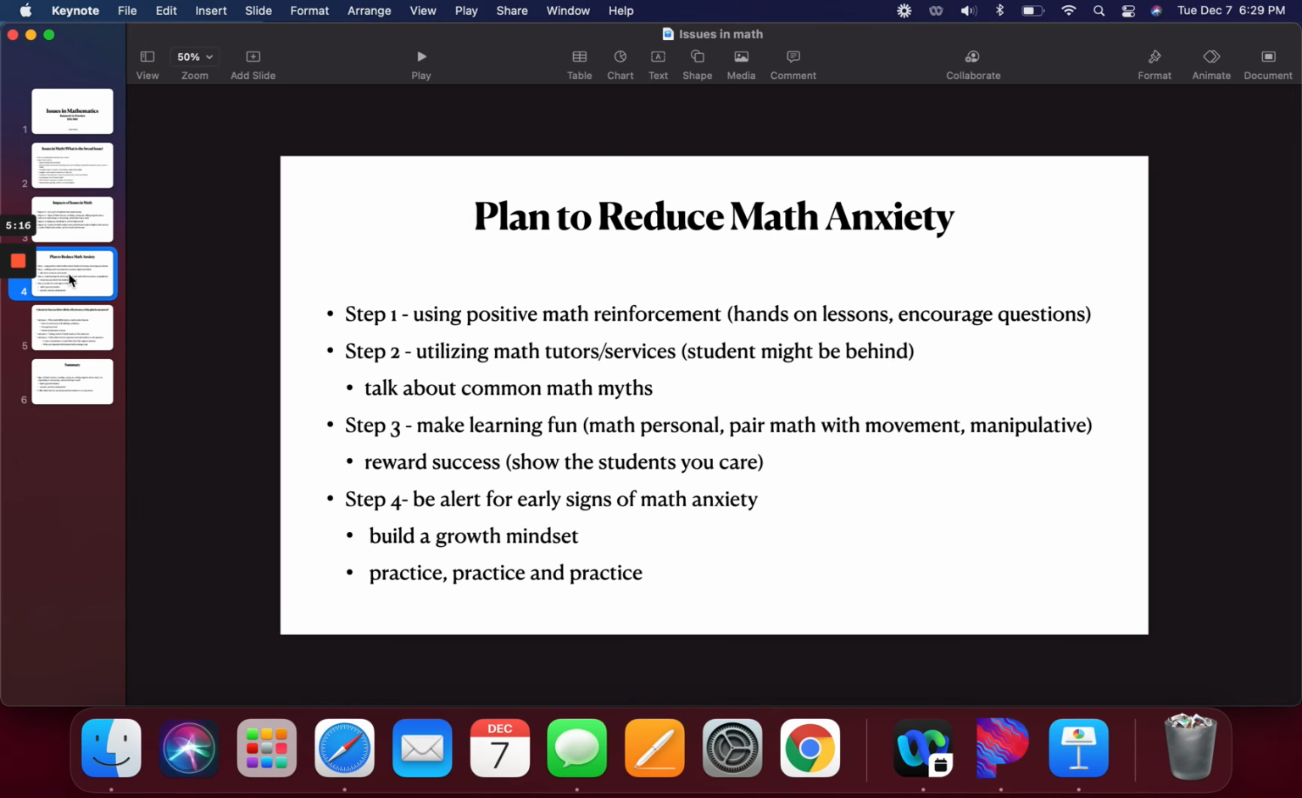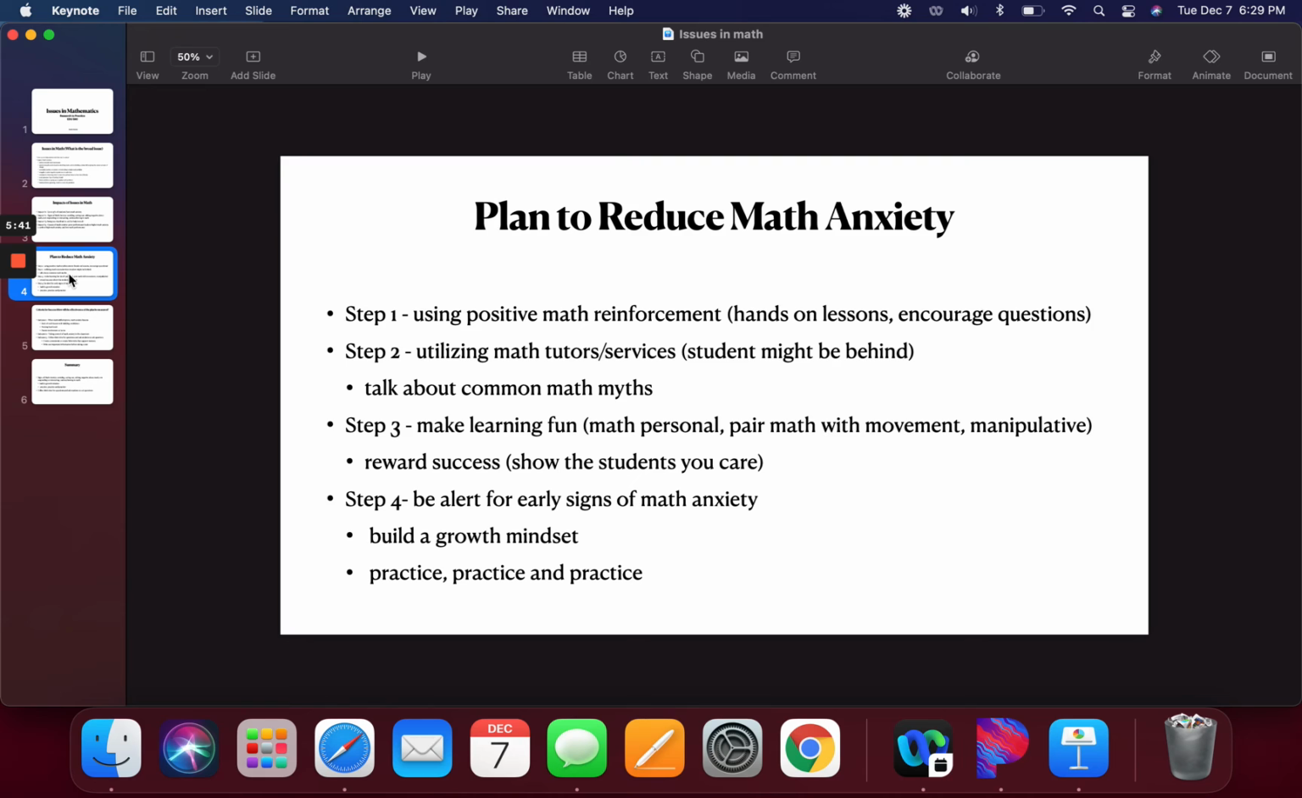Show students that you care about math. Show students that you're interested in their learning, and you're interested in the students, and you want them to make progress in math. Step number 4, be alert for early signs of math anxiety. Build a growth mindset. Have mantras in the classroom. Tell the students that we're going to learn a new lesson, it'll be fun, and really grow the mindset in the students.